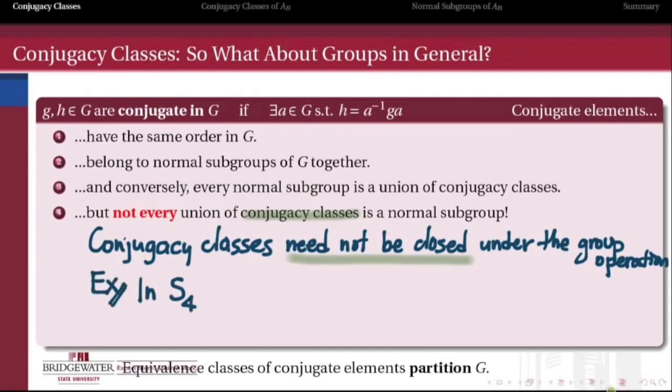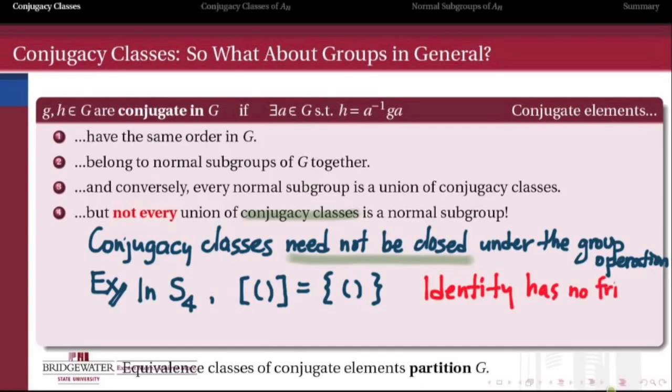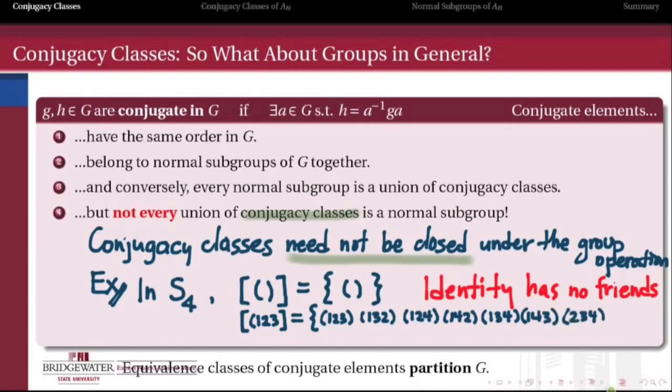Let's look at this quick example. In the symmetric group on four symbols, we have the identity element, which is in its own conjugacy class. That's always the case, by the way. The identity always has no friends in its conjugacy class. And then the conjugacy class of the three-cycle (1 2 3) has these 8 different elements in it. Recall that in the symmetric group, the cycle type completely determines the conjugacy class. So what happens if I take these two conjugacy classes and I stick them together?